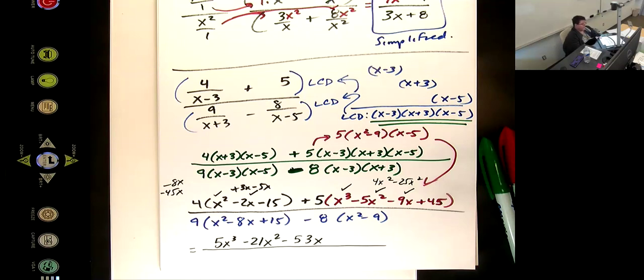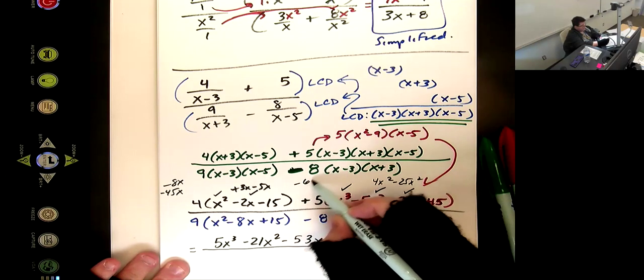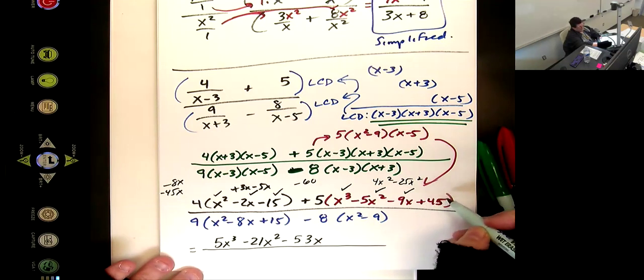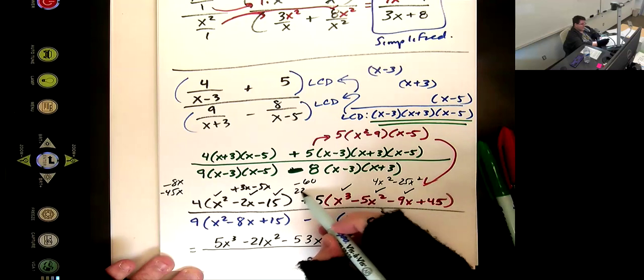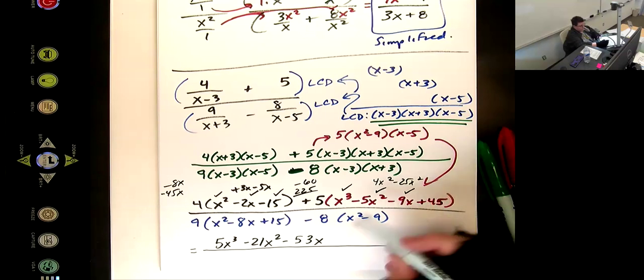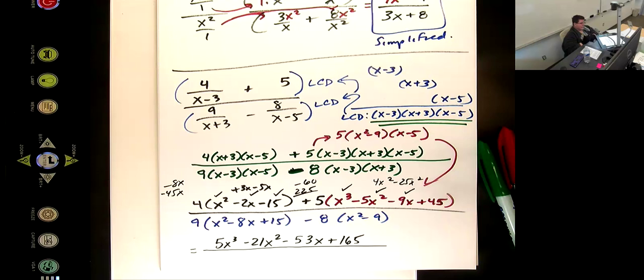And finally, I'm down to just whole numbers. 4 times negative 15 is negative 60. 5 times 45 is 225. So together, that's 165, I believe. I'm doing that in my head, though. 5 times 45 is 225. Yeah, that's correct.